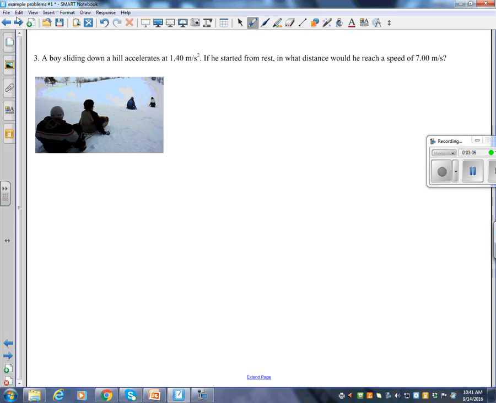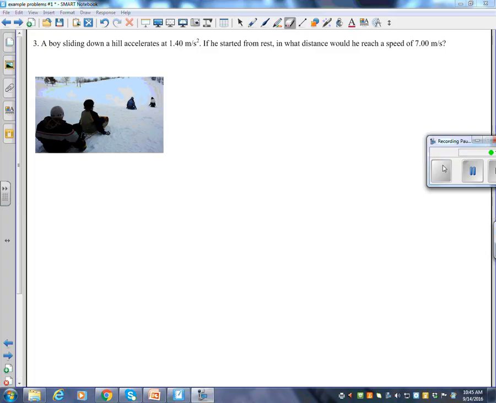Want to try one? Try this one. There's lots of room. This one's easy. Draw a line down the middle if you want. Try it on the left. If you need to write the right answer down, you can put it on the right. I'm going to go mark attempts. Acceleration is 1.4. VI is 0. What distance? Solving for D. VF is 7. Which one has A, VI, D, and VF in it?